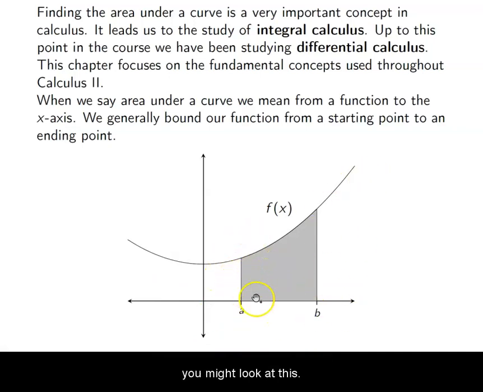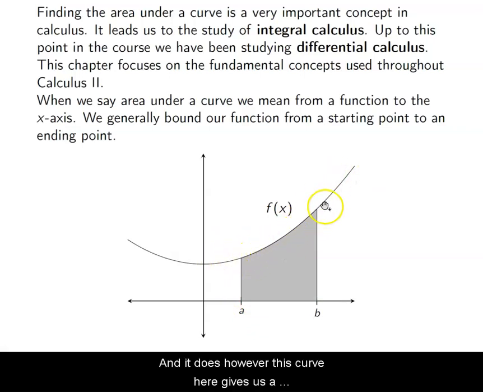Now you might look at this and say, oh, it kind of looks like a trapezoid. And it does. However, this curve gives us a problem because it's changing over time, right? So I can try to approximate this with just a generalized geometric shape like a trapezoid. Sometimes that's very helpful, and sometimes it's not, because we're going to create a systematic approach to finding the area under a curve using geometric shapes. In this case, a trapezoid would work, but a trapezoid wouldn't work every time, right?